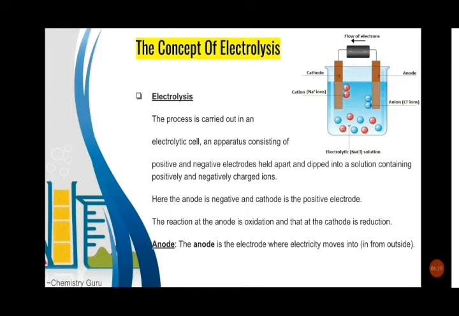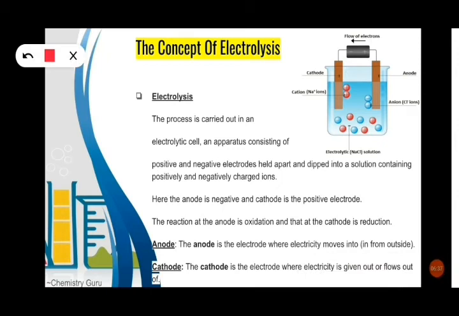Now what are anode and cathode basically? We have just now discussed that these two are electrodes which are dipped in this aqueous solution, right? So the anode is the electrode where the electricity is moving in, from outside. So from the anode the electricity is moving in. You can see the flow of electrons over here. The flow of electrons is from anode to cathode.